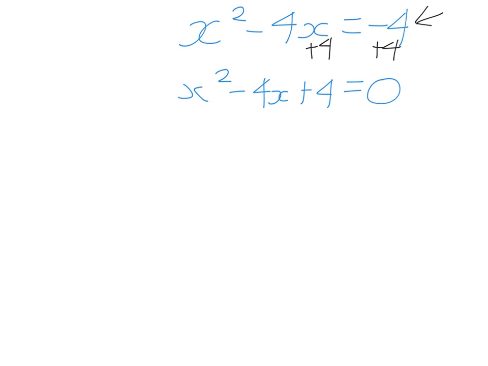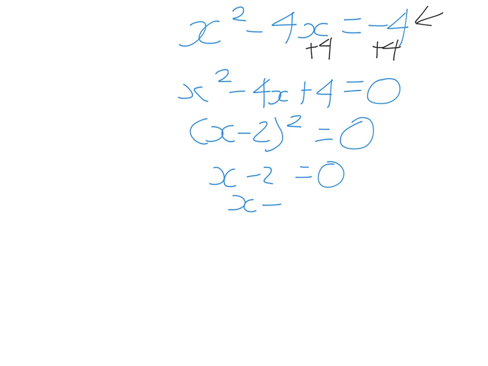Two numbers that multiply to 4 and add to negative 4, they're both minus 2. So I get (x minus 2) squared equals 0. So of course that means that x minus 2 equals 0 and x equals 2. So this one, unlike the previous example, has only one solution. And as I said, quadratic equations can have 0, 1 or 2 solutions. We're mostly focused on the 1 and 2 solutions. You'll come across more of the no solutions later.